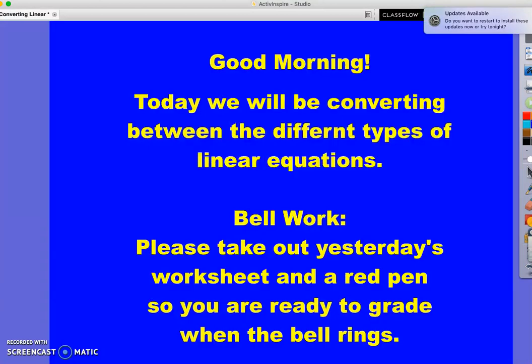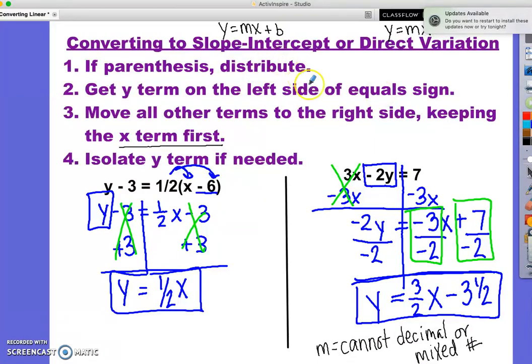So let's go back here, converting. Sometimes we're going to have to put it into point-slope form first and then convert it to slope-intercept form. Slope-intercept is that y equals mx plus b, where m is the slope and b is the y-intercept. Y equals mx is that direct variation.